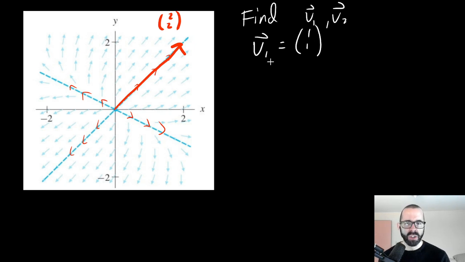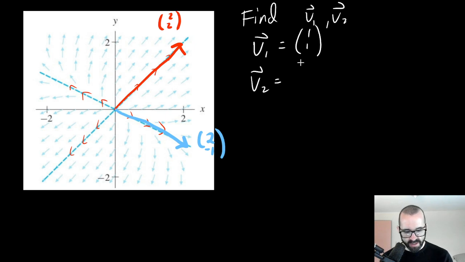And it doesn't matter which one we call V1 and which one we call V2. We can call them whichever we want. Well, what's the other eigenvector? With the same idea, we notice that over here, this seems to be the vector 2, -1. So we could have that be our second one: right 2, down 1.